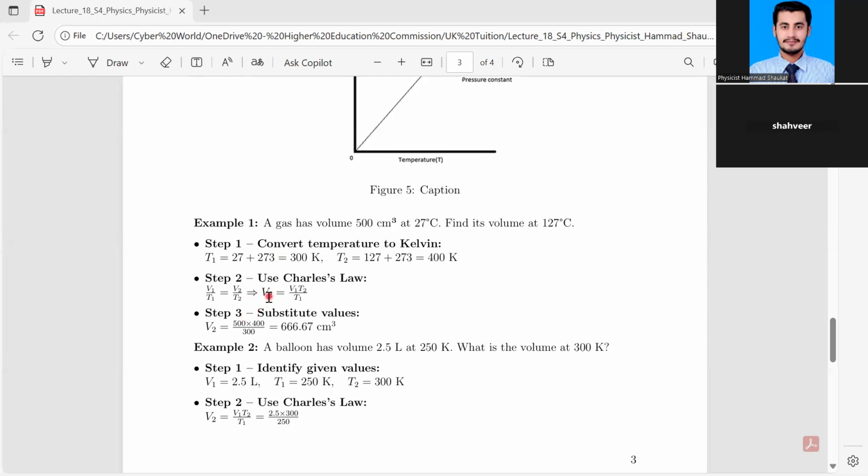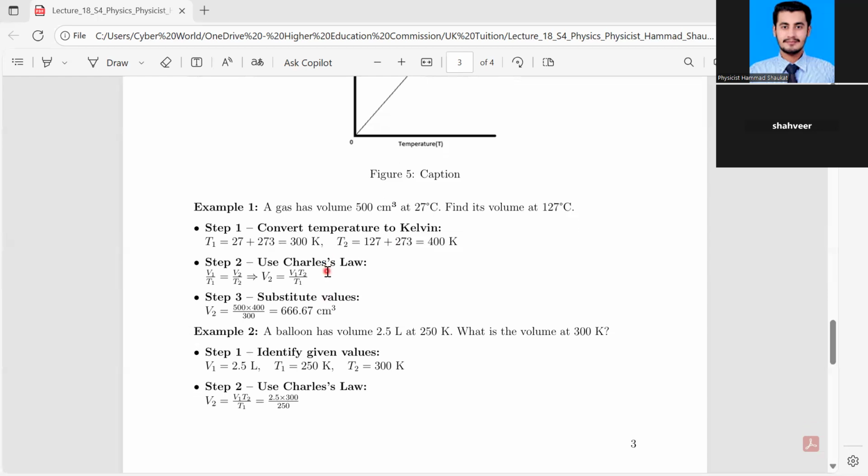And what you have to find, you have to find V2. And what would happen? This T2 goes to the other side. V2 equals V1 T2 divided by T1. Now what you have to do is simply put the values for V1, which is 500, the value for T2, which is 400 kelvins, and divide by T1, which is 300. After substituting, you will get your answer, which is 666.67 centimeter cube. Because the initial volume is given in centimeter cube, the final volume must also be in centimeter cubes.